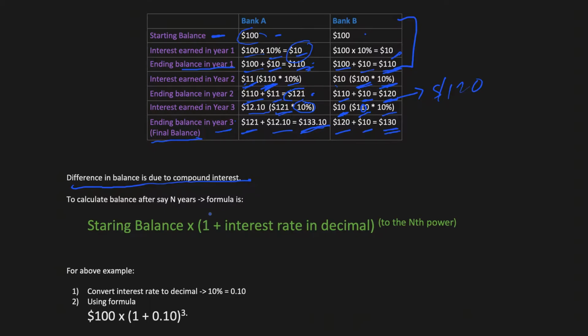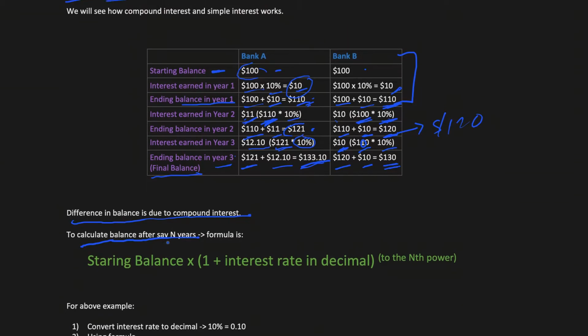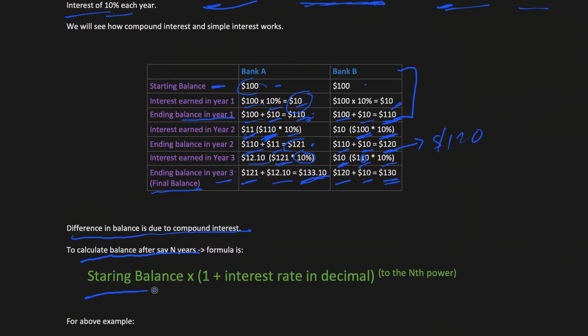So let's say if you want to calculate balance after n years, we can use this formula, which is starting balance times 1 plus interest rate in decimal. For example, if the interest rate is 10%, in decimal it would be 0.10. And this term is raised to the nth power. So it's raised to whatever number of years we have.